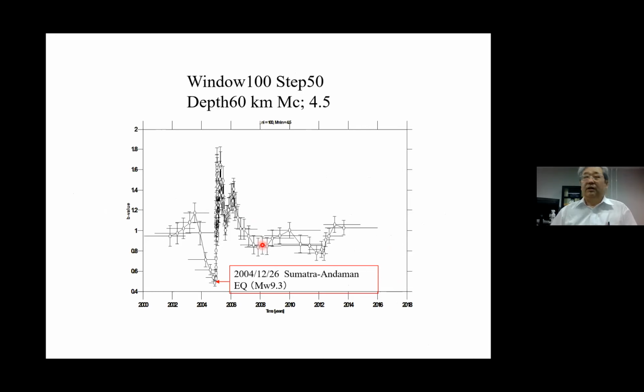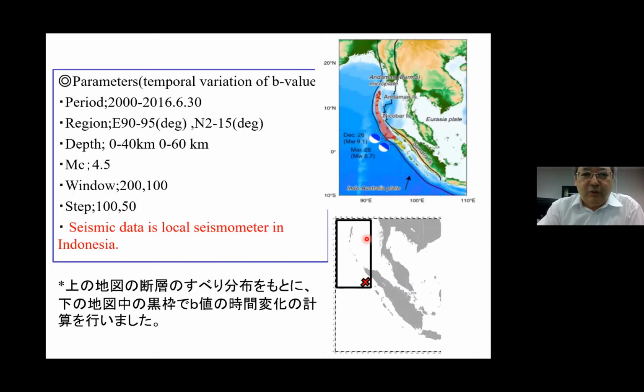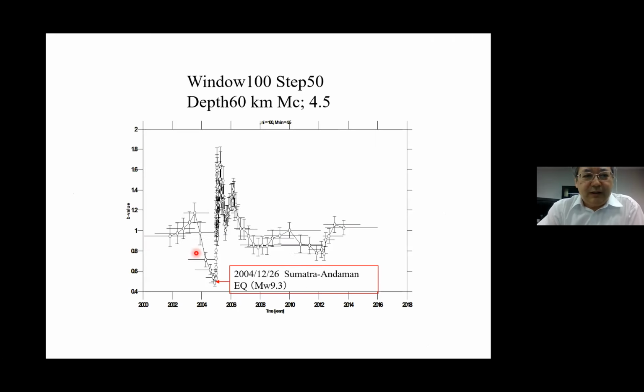For the Sumatra Andaman earthquake, we compute V value. This is also give us the seismic activity in the Sumatra regions. Actually, we compute these areas using the seismicity. Okay. And the result is given here.